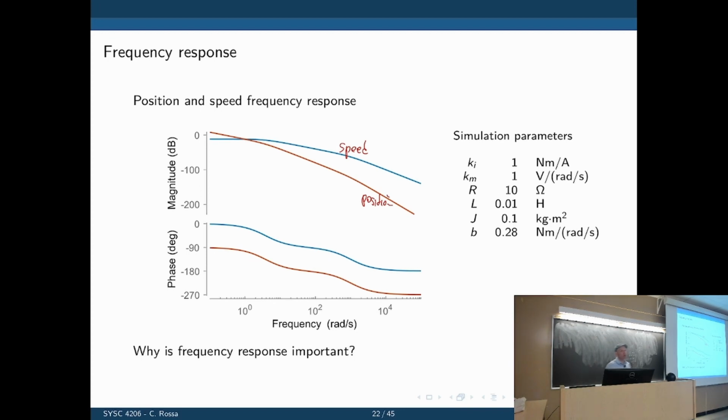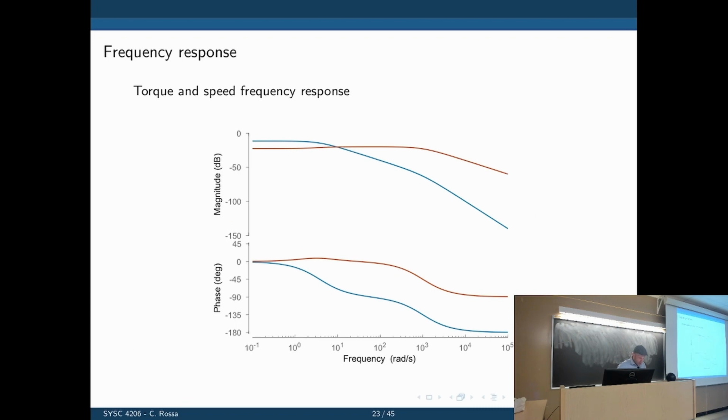So that's why it's important to look at the frequency response. So here you have torque and the speed. Which one is which?